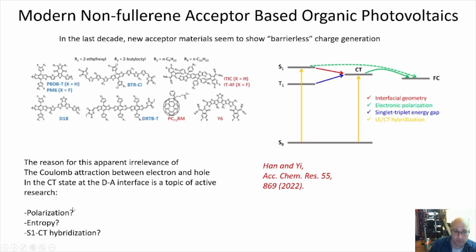There's all kinds of interesting aspects of polarization effects, entropy effects, and really interesting and relevant to the modern literature is the possibility of hybridization between the S1 exciton and the CT exciton. That's in this case indicated as LE-CT hybridization, where LE stands for localized exciton. That's a jargon people use to talk about S1 a lot of times.